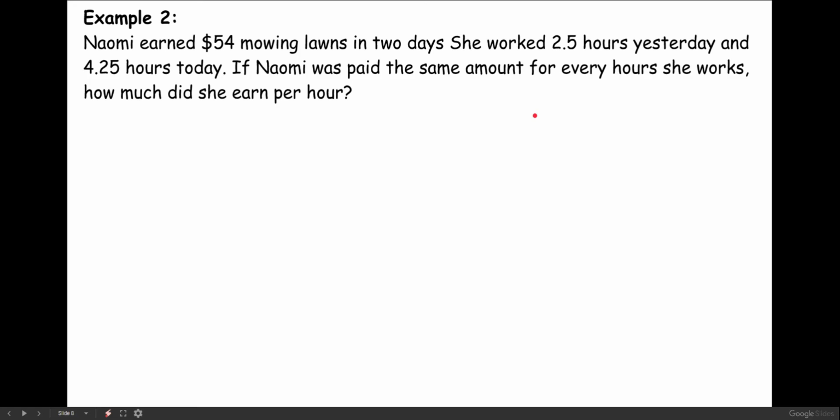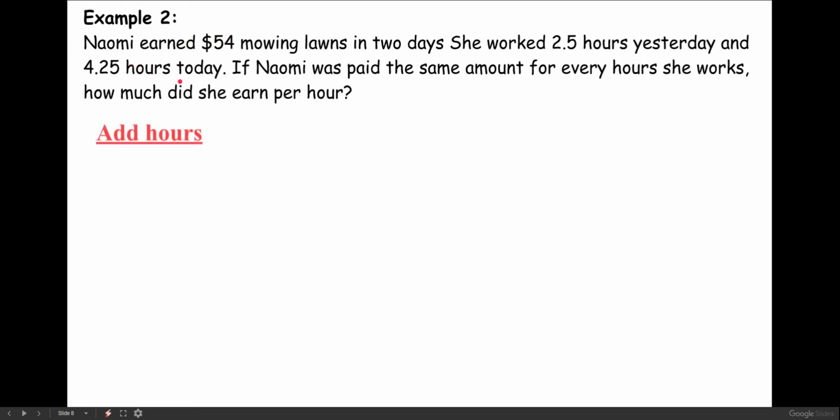Let's go ahead and try example 2 now. Naomi earned $54 mowing lawns in 2 days. She worked 2.5 hours yesterday and 4.25 hours today. If Naomi was paid the same amount for every hour she works, how much did she earn per hour?